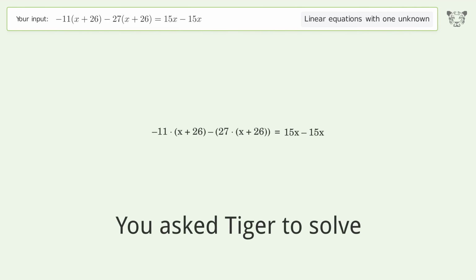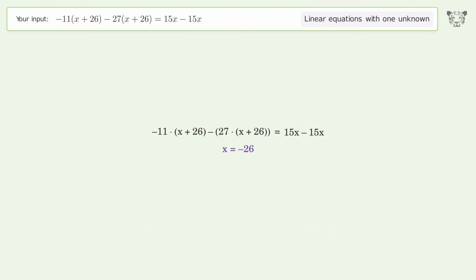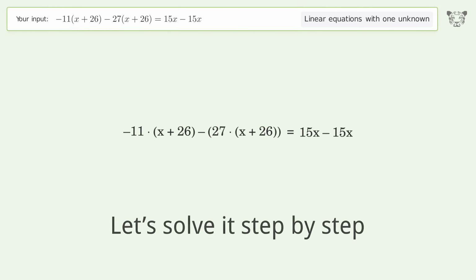You ask Tiger to solve this. It deals with linear equations with one unknown. The final result is x equals -26. Let's solve it step by step.